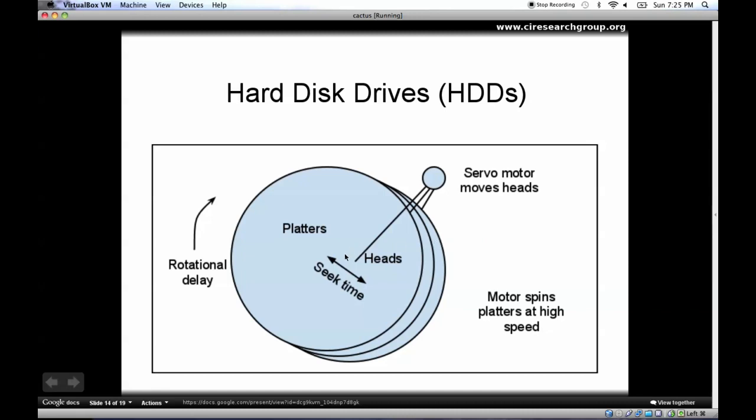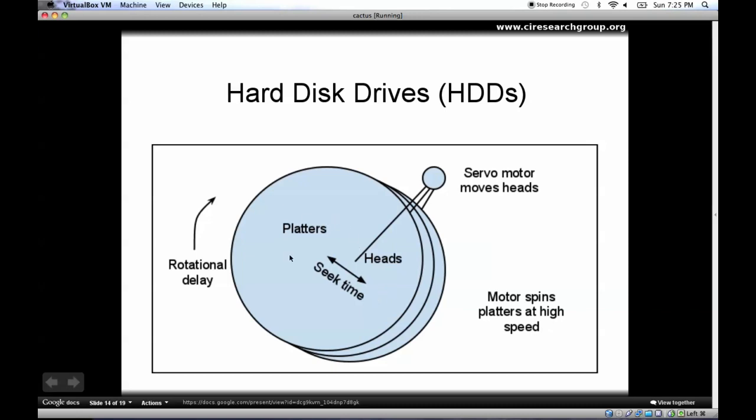The time it takes to move the head from the inside of the platter to the outside of the platter, or from the outside back to the inside to get the appropriate track on the platter where data is located, is called the seek time.